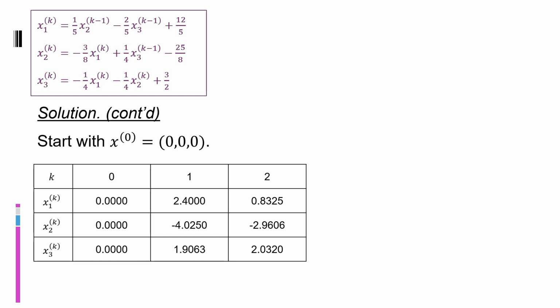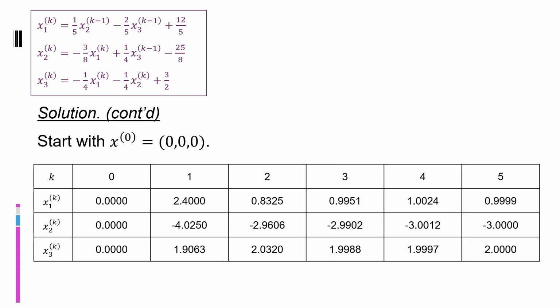So nakikita nyo na ba saan pa-approach yung mga values natin? Okay? At pag inulit natin ng inulit yan, makikita nyo na ito yung kanyang values. So sa k sub 3, ito yung values natin. Sa k sub 4, ito yung values natin. And for k sub 5, ito yung values natin. Which is, alam naman natin ito, approaches 1 na yan. This is negative 3 and this is 2. Therefore, our solution now is 1, negative 3, and 2.